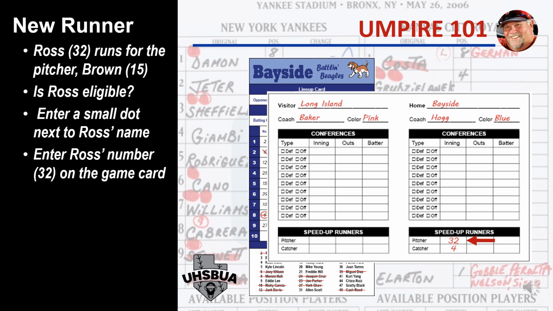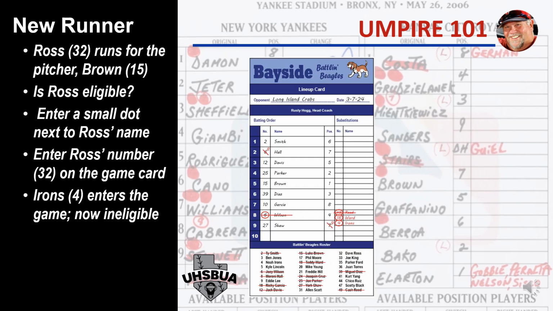Now let's suppose that number 27, Shaw, is injured in the second inning. He is replaced by number 4, Irons, in right field. As a substitute who has entered the game, Irons can no longer serve as a courtesy runner. When the catcher, number 25, Parker, gets another hit in the third inning, Coach Hogg sends out number 32, Ross, as the courtesy runner.